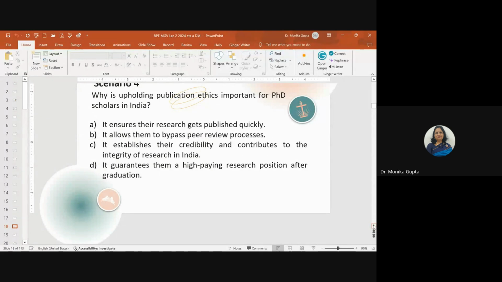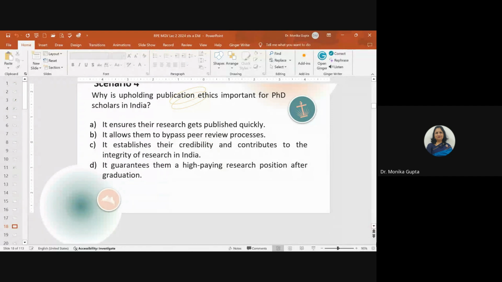Another scenario: why is upholding publication ethics important for PhD scholars in India? It ensures their research gets published quickly. It allows them to bypass peer review processes. It establishes their credibility and contributes to the integrity of research in India. And it guarantees them a high paying research position after graduation. Option C, ma'am. It establishes the credibility. Option C. Okay, wonderful.